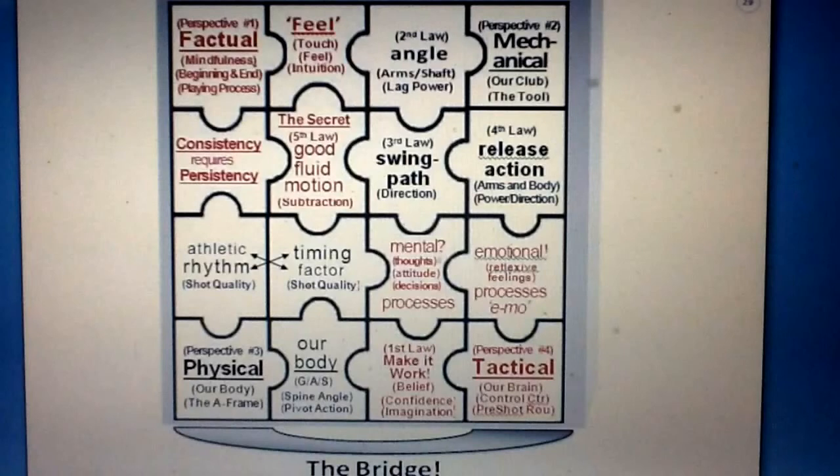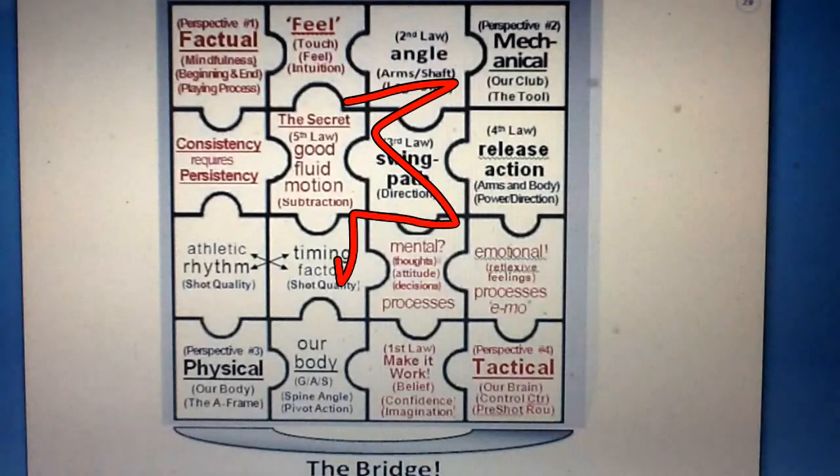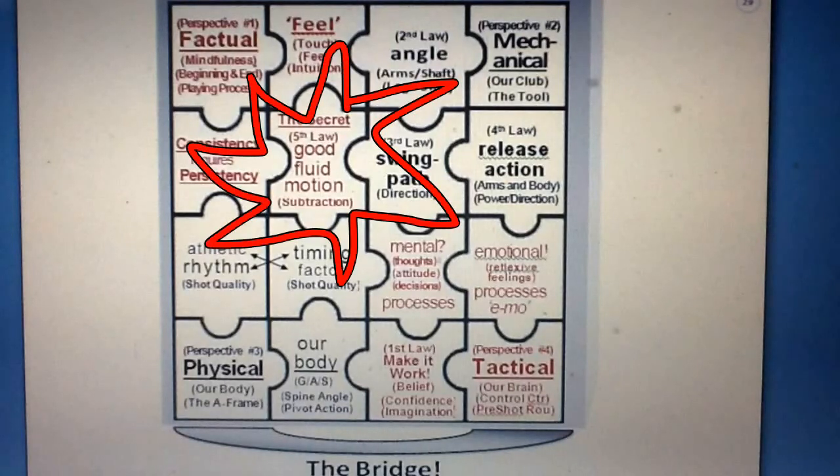And again, as we state in the R3 approach, we talk about the fact that when we do begin the whole process, beginning with the end in mind, our primary objective is to get to what we refer to as good fluid motion in our golf swing. In other words, everything that we have going on from the mechanical perspective and the physical perspective and then the tactical perspective, all these processes are happening in good fluid motion.